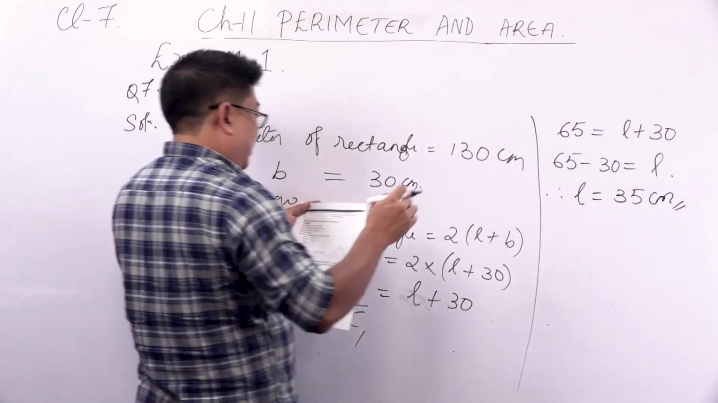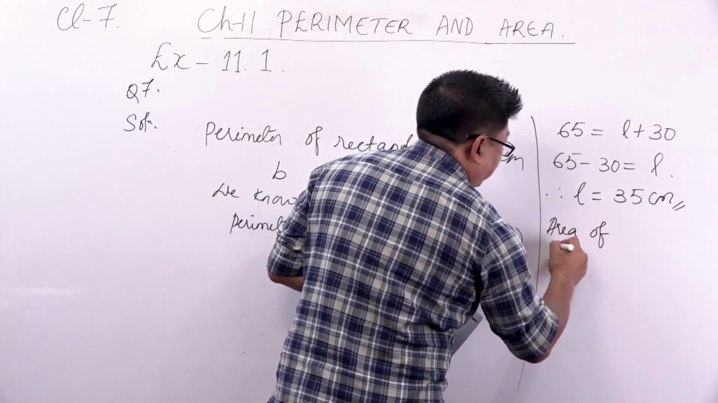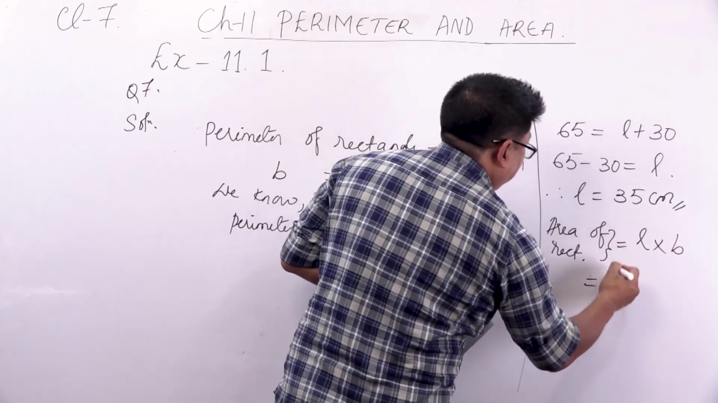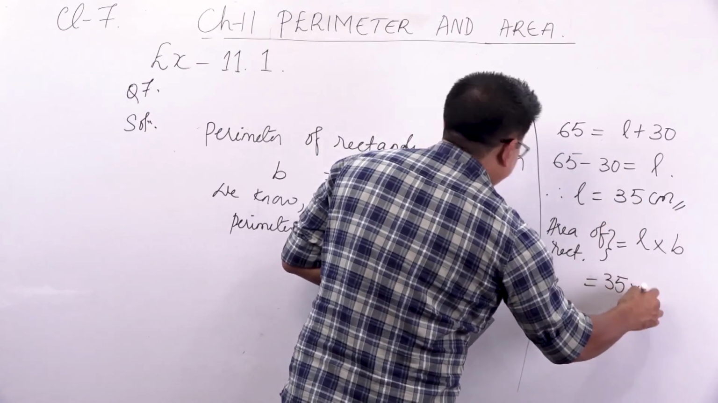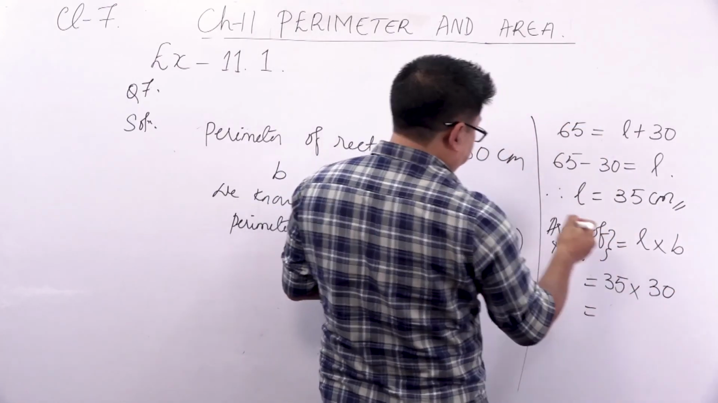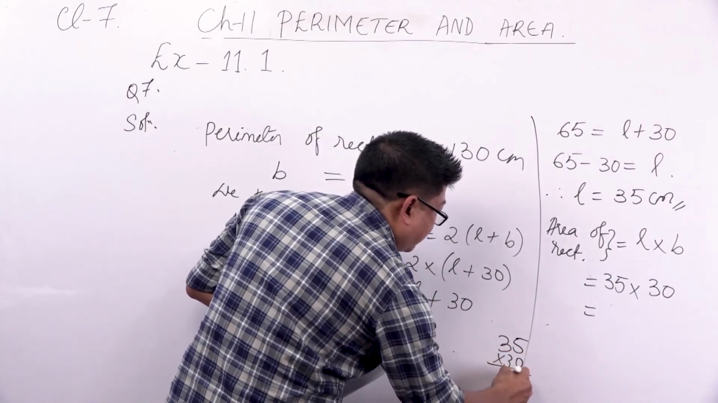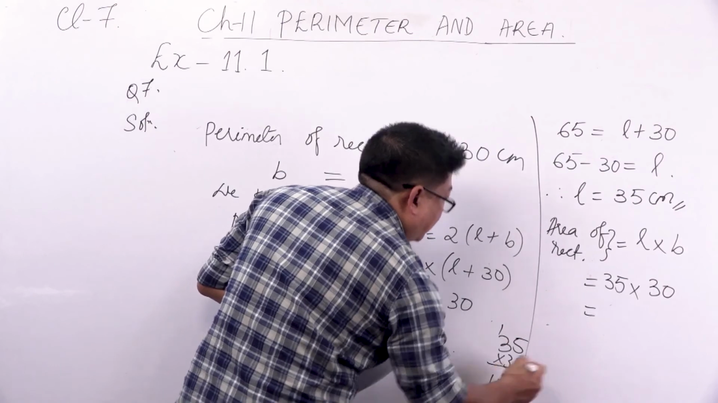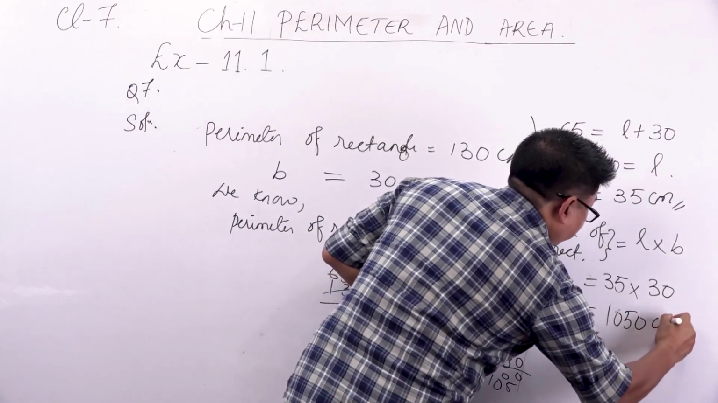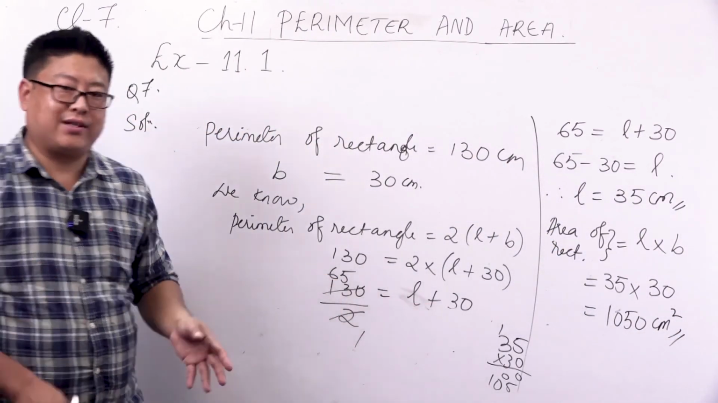The second part of the question is also find the area of the rectangle. So therefore, area of rectangle is simply length into breadth. So I have length is 35, breadth is 30. So when I multiply these two, 35 into 30, if I multiply 0, 0, 3, 5 are 15, 3, 3 are 9. So I'm getting 1050 centimeter square. So with this, we come to the end of this exercise.